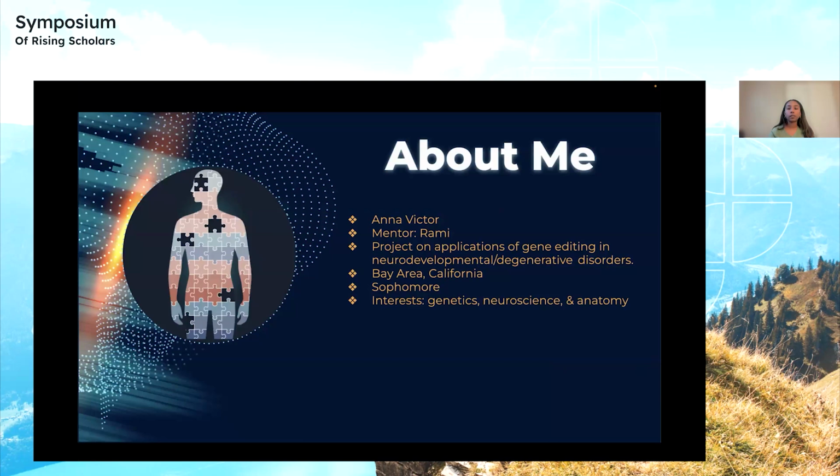So before we start, I want to tell you guys a little bit about me. As I said, my name's Anna Victor, and my mentor at Polygence is Rami Major. And together we wrote a project, my review paper on applications of gene editing in neurodevelopmental and degenerative disorders. A few more things about me is that I'm from the Bay Area, California, and I'm a sophomore in high school.